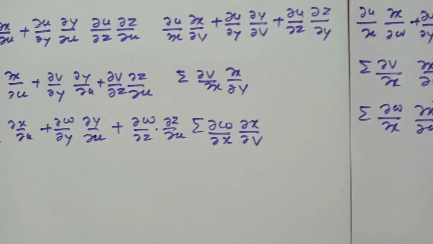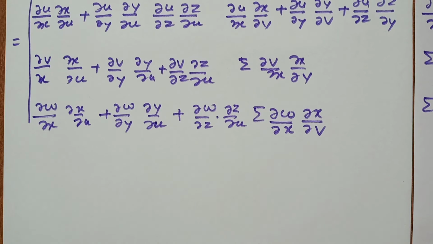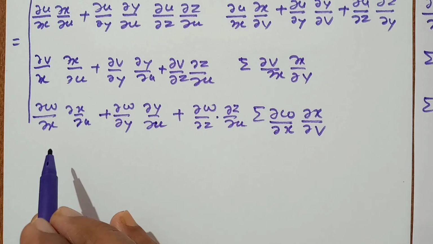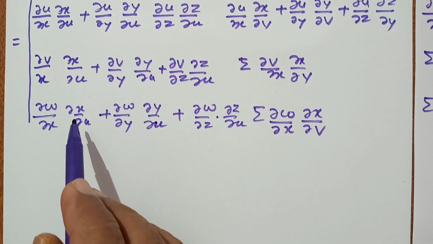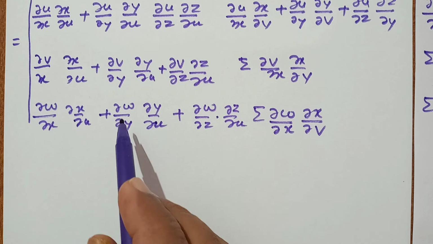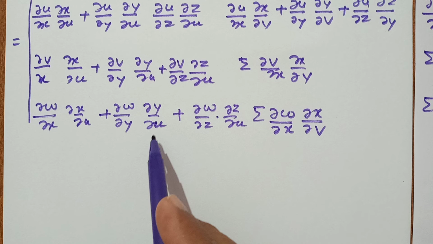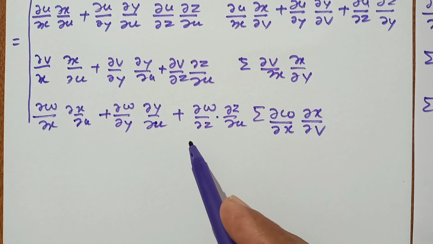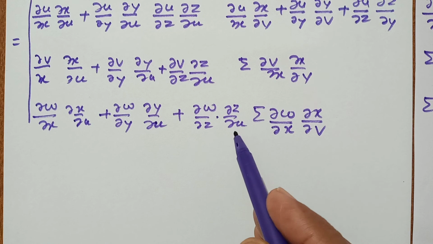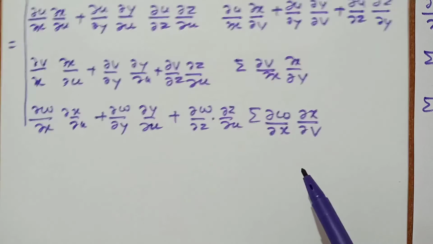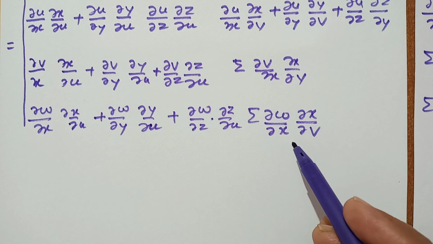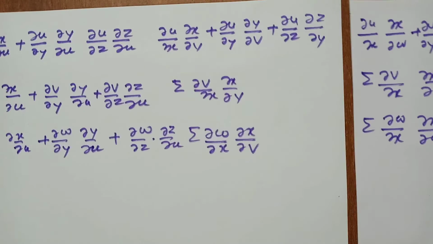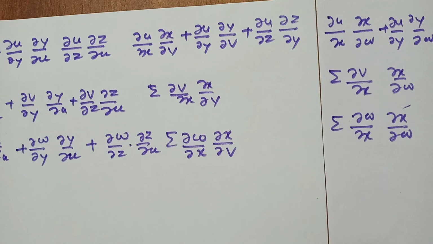Similarly, in the last row, we will write third row first column. Third row first column means ∂w/∂x · ∂x/∂u + ∂w/∂y · ∂y/∂u + ∂w/∂z · ∂z/∂u. In the second element, third row second column, and then third row third column.